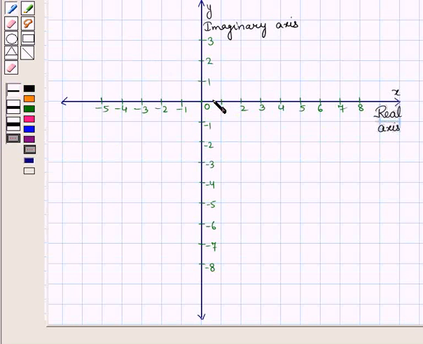So we will move 3 units right and 1 unit up from the origin, and we reach this point. Let this point be P. So we have obtained point P with coordinates 3, 1, which represents the complex number z1, which is equal to 3 plus iota. Now join OP.